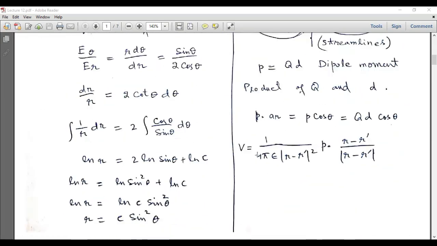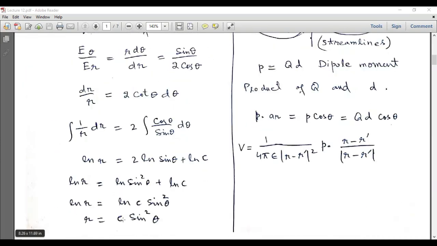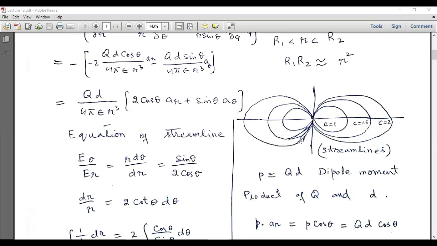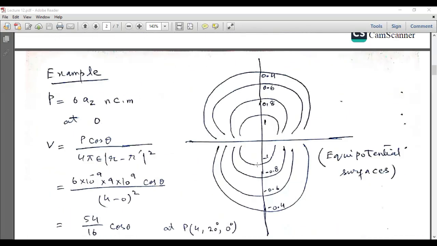And from this expression r is equal to c sin square theta, we have plotted the streamlines, and using this expression V is equal to Qd cos theta over 4 pi epsilon r square, we can plot equipotential surfaces, right? So these are equipotential surfaces.